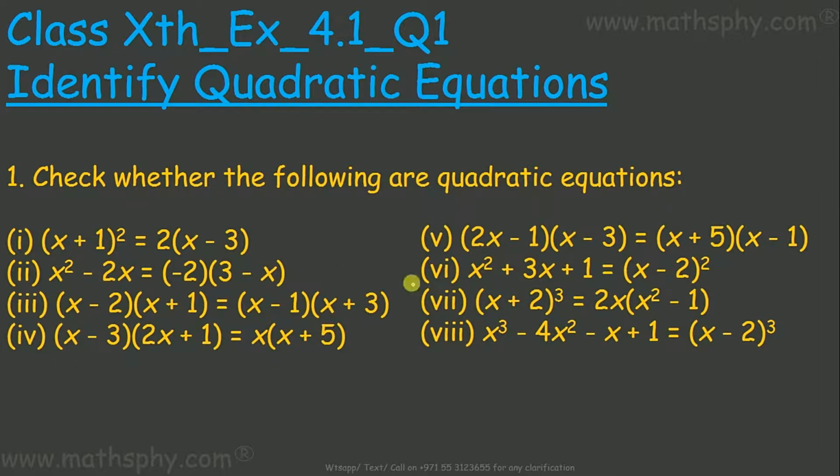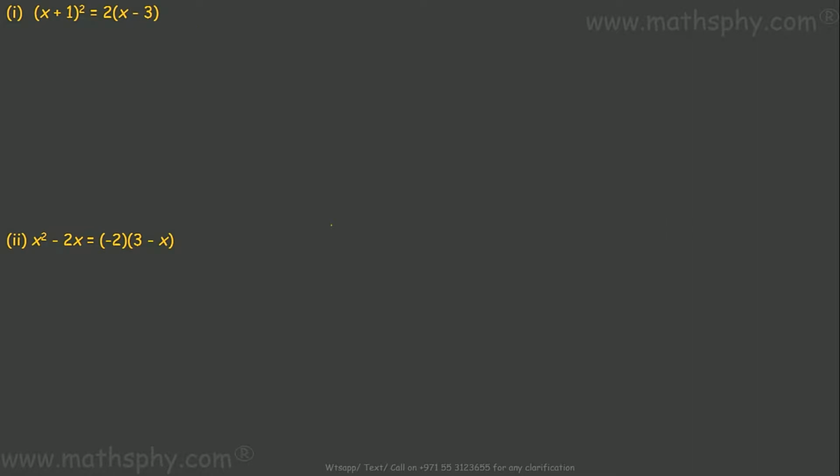Some of the equations here apparently look like they are quadratic or they are not quadratic. But once we solve them, they can be quadratic or they cannot be quadratic. First one here: x plus 1 whole square is equal to 2x minus 3. If I solve it, this is a plus b whole square.